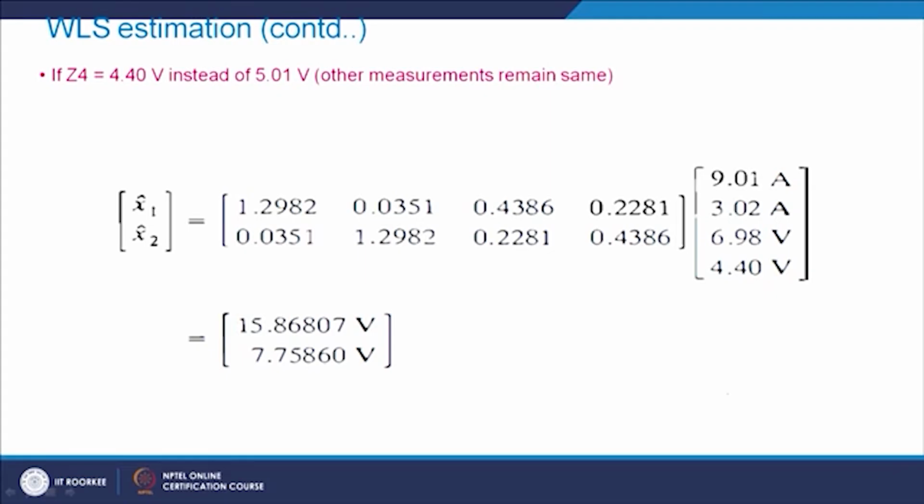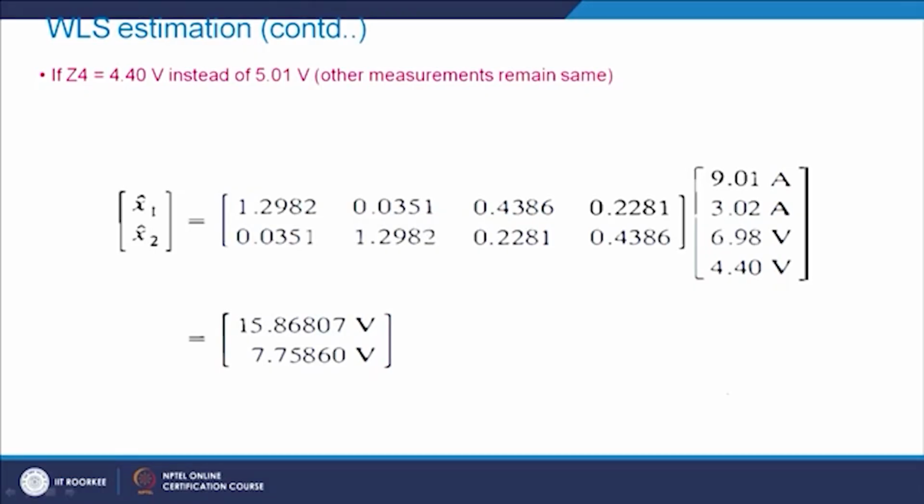Let us say something happens to this meter, so it is now giving me a reading of 4.4. Now, unless I have some other means to know whether this meter has gone out of order or not, we have to accept this value 4.4 as the correct value given by this meter.